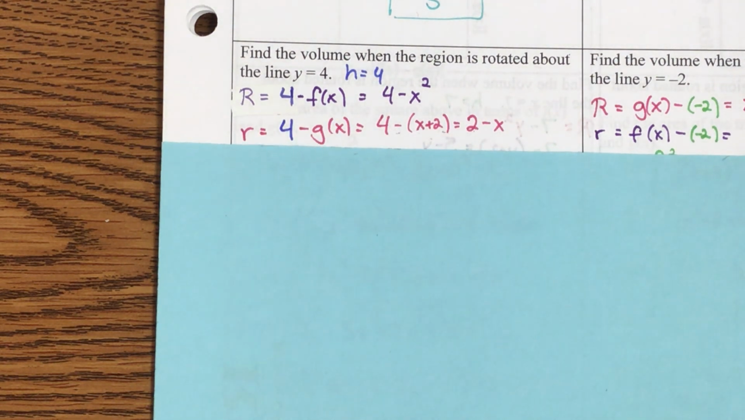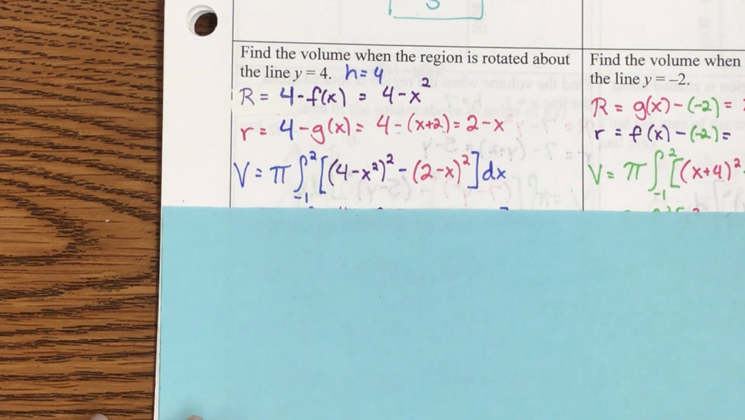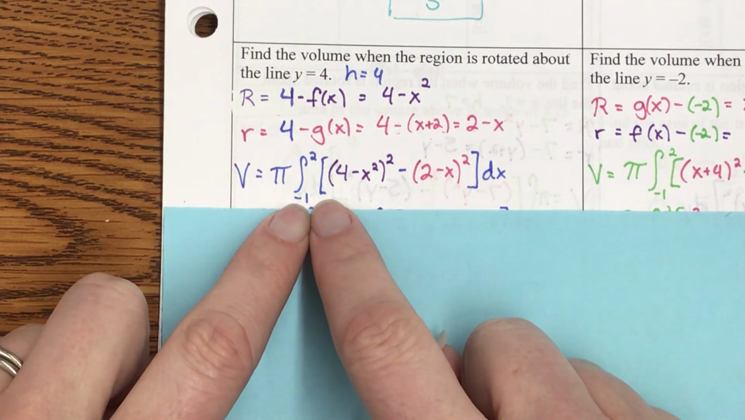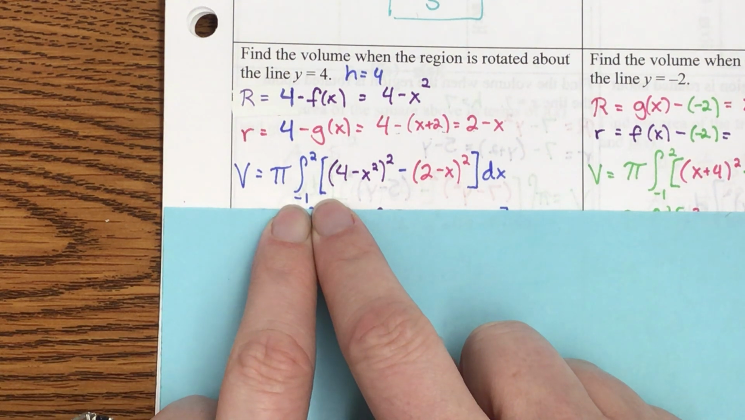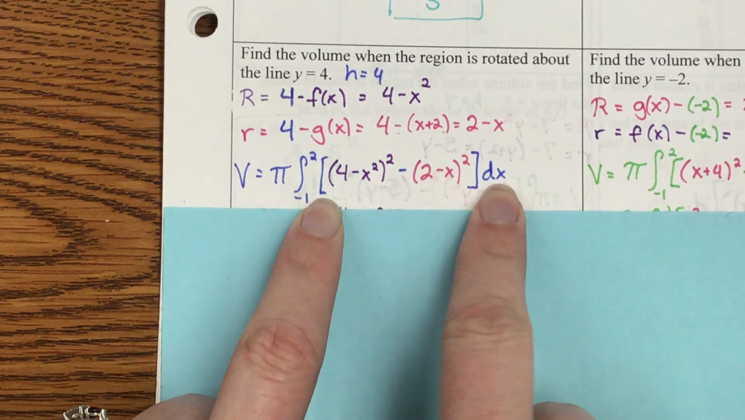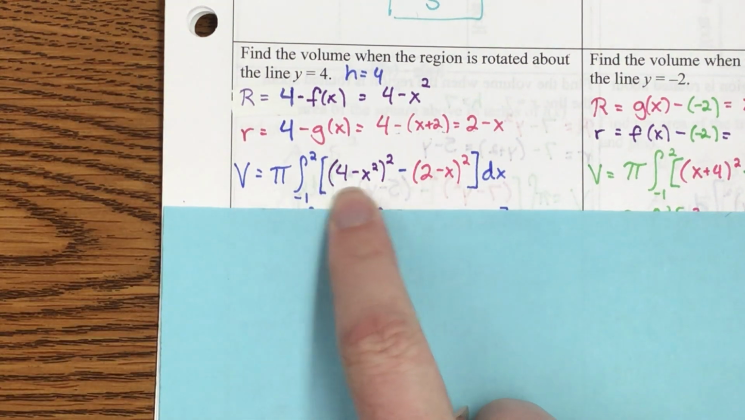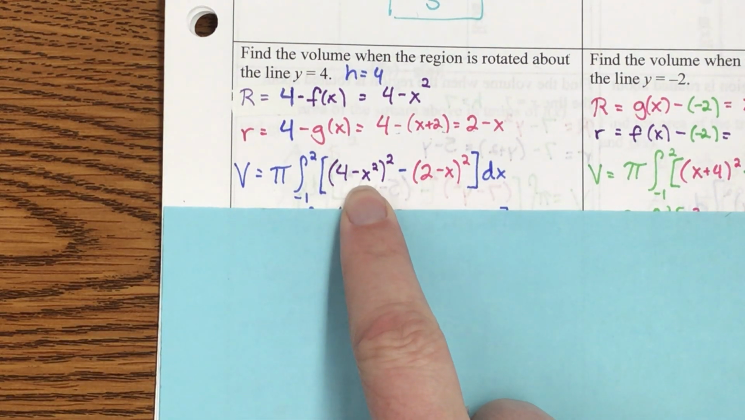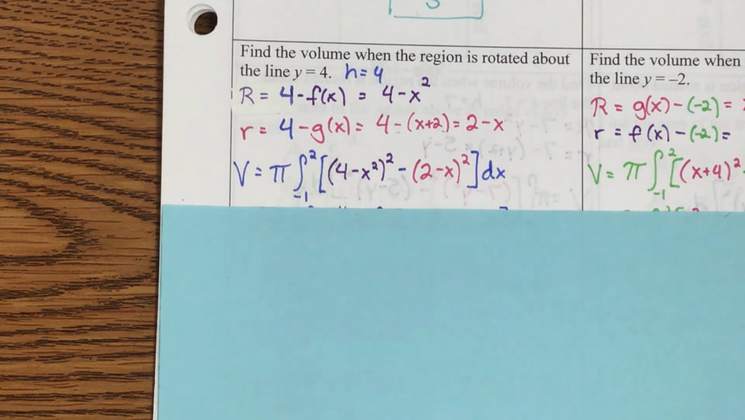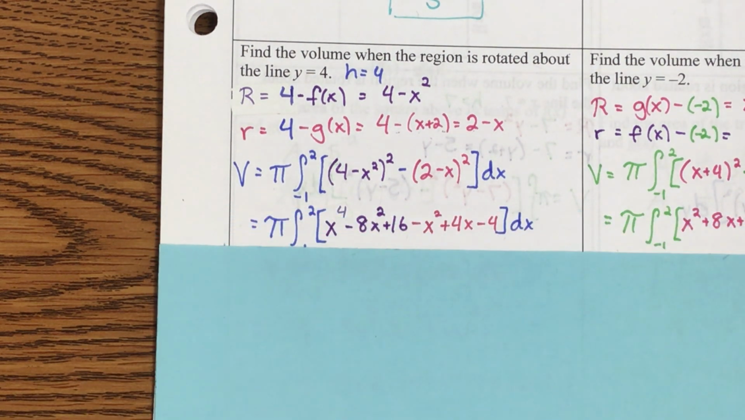Okay, once you have both of your radii, we're going to plug that into our volume formula. Volume is pi, because they're circles, times the integral, which means we're going to add up all of the circles. In fact, we're adding up all of the discs, the washers, because of the dx at the end. It makes them thicker than no space. Big R was 4 minus x squared, and then we square it, minus little r was 2 minus x, and we square that. And again, you cannot combine terms until the squares are gone.